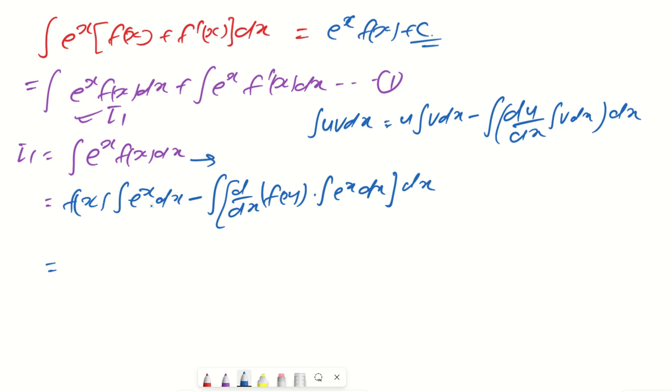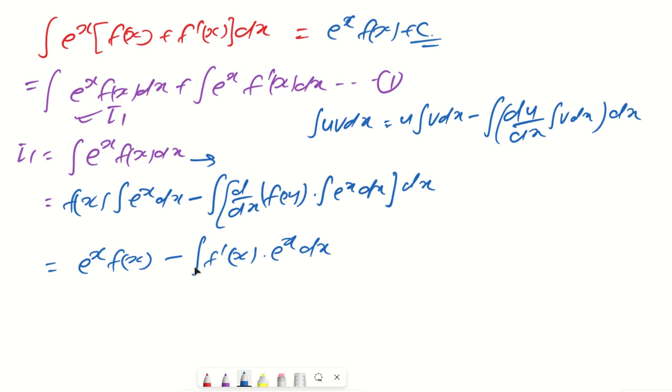So I can write it as first term into the integration of e to the power x, which is e to the power x, so e to the power x f of x, minus the integration of the differentiation of f of x, which is f dash x, into the integration of e to the power x, which is again e to the power x, so e to the power x dx. Can you see my I1 has come?